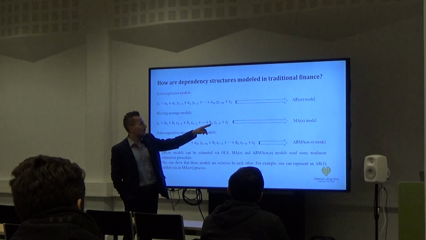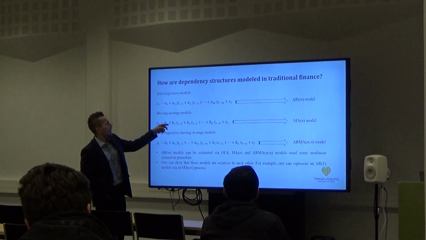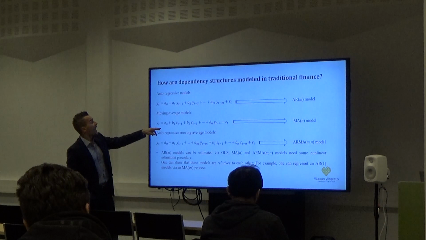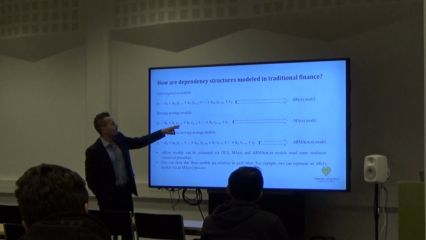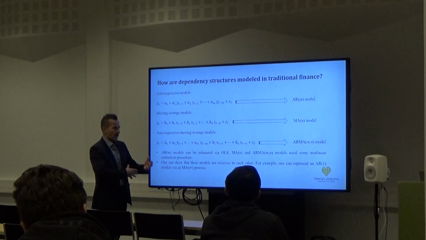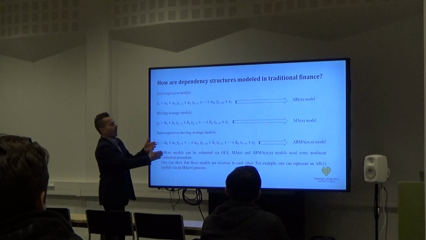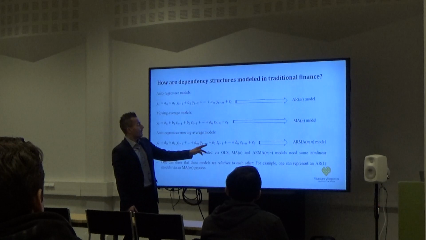So the dependency structure here stems from the residual process itself, and obviously we have different point estimates. We have the intercept term B0 and B1 until Bn, which measure the exposure to the lagged residuals. Then we can combine these two processes and we are in the class of ARMA processes, in the very general form ARMA(M,N), where we have M autoregressive elements and N moving average elements.